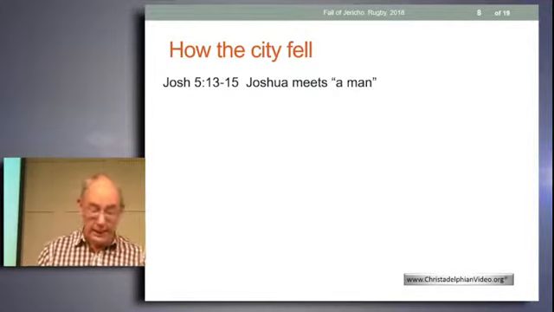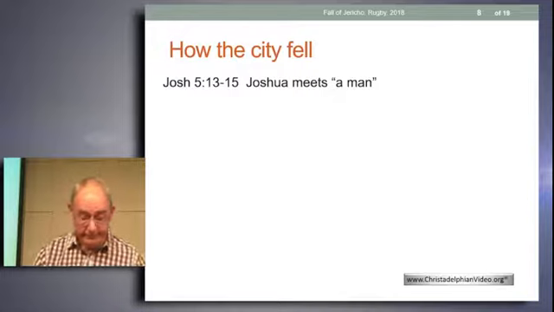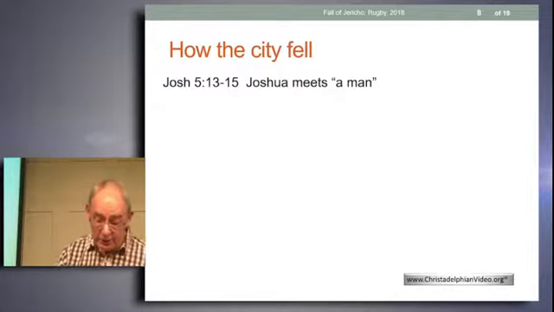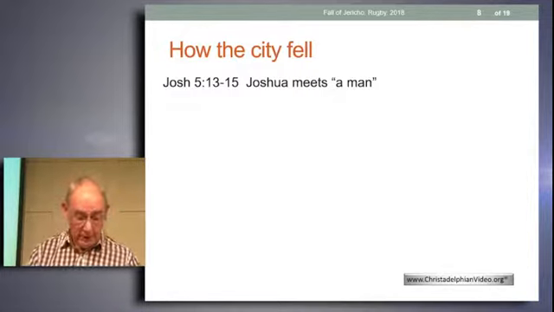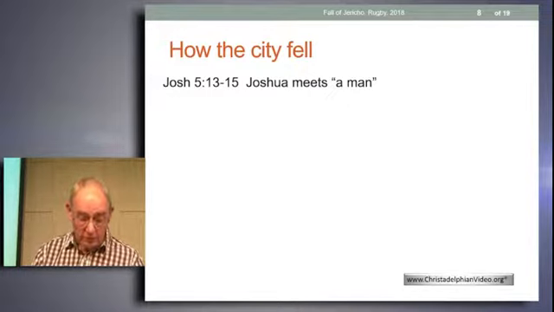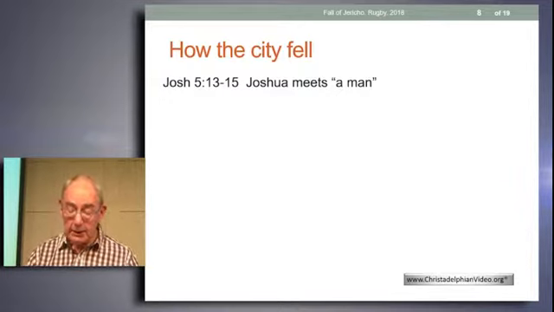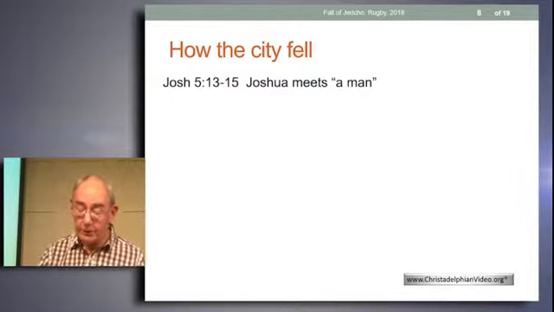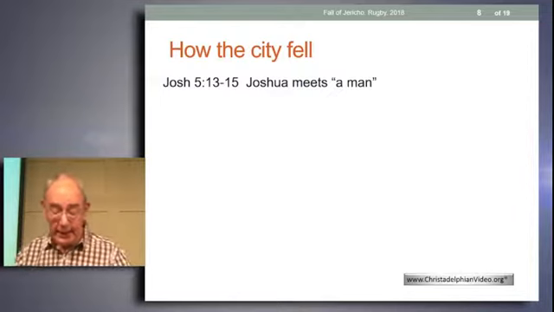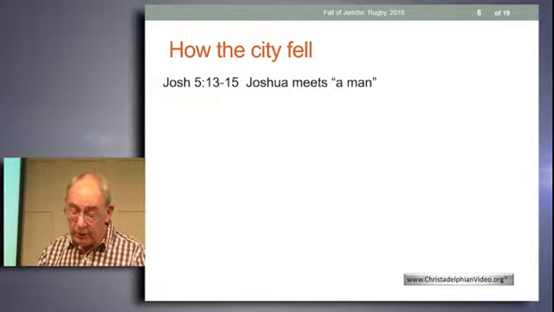So, Joshua 5 and verse 13. So it came to pass that when Joshua was by Jericho, that he lifted up his eyes and looked, and behold, there stood a man over against him with his sword drawn in his hand. And Joshua went unto him, said unto him, Art thou for us, or against us, or for our adversaries? And he said, Nay, but as the captain of the host of the Lord am I now come.